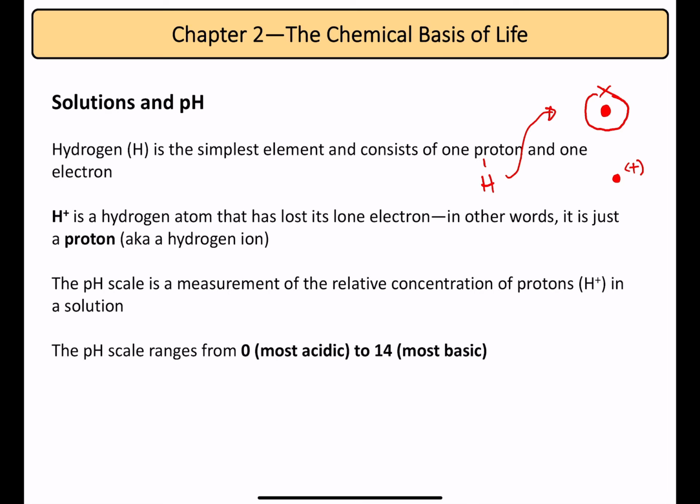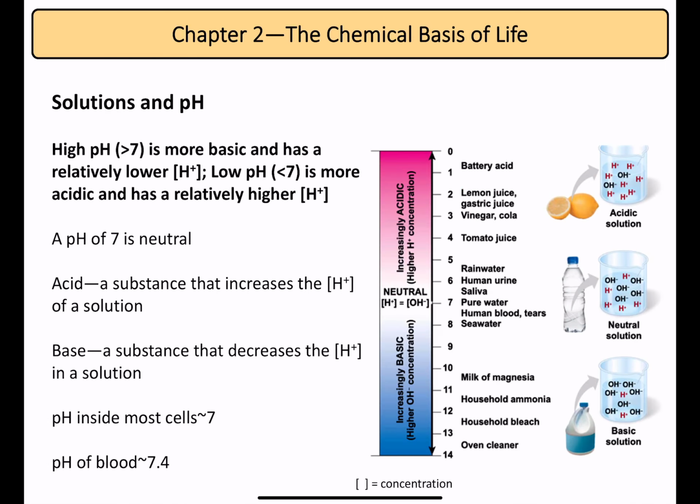So the scale goes from 0 to 14, 0 being the most acidic, 14 being the most basic, 7 being neutral. So when we say that a solution is more acidic, we mean that the pH value is low, like 0, 1, 2, 3, or 4. And we also mean that the concentration of protons is relatively high. So understand this relationship. The more protons in the solution, the lower the pH, the more acidic it is. The less protons in solution means a higher pH, and we call that a more basic solution.